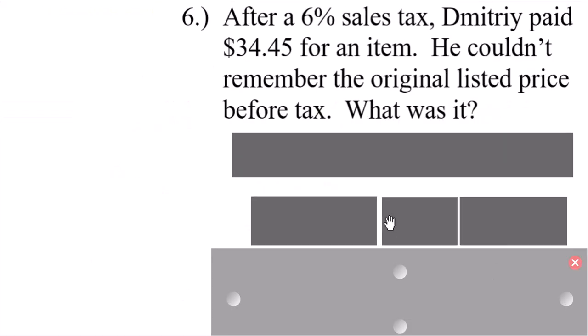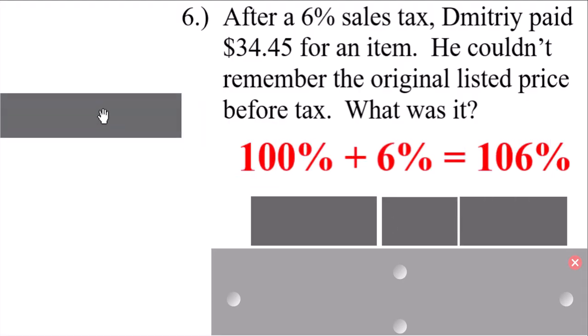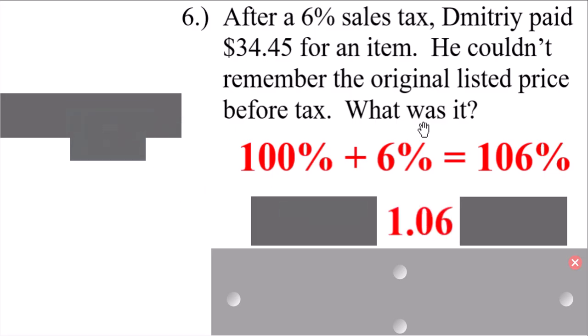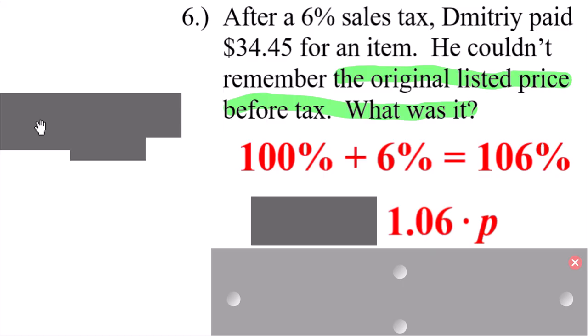Okay, problem number 6. Sales tax once again. 100% plus the percent of sales tax is going to give us, as the customer, paying 106% of the original cost. Put that in decimal form. This says he couldn't remember the original listed price before tax. What was it? So, if you paid attention to these words, you're going to see the original price is the unknown, the price before tax was applied. So, your variable should be over here.